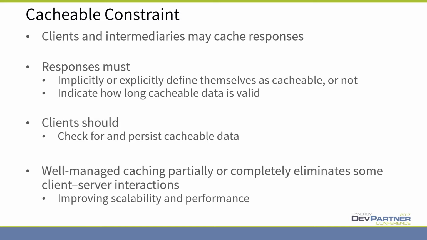And equally, when you're writing a client, you should be checking for that information. And if you are told something is cacheable for the next 6 hours, cache it for the next 6 hours, because you're going to avoid making subsequent calls to the network, and you're going to wind up with way better performance because of that. That's the whole point, right? So cacheable is one of the constraints that should be considered.